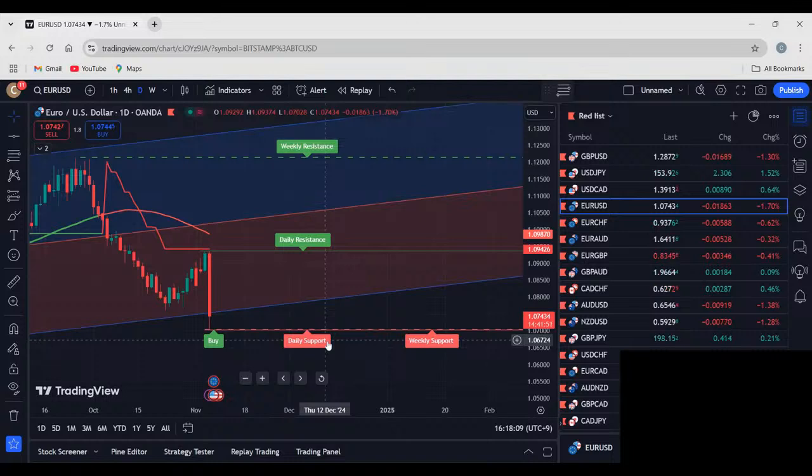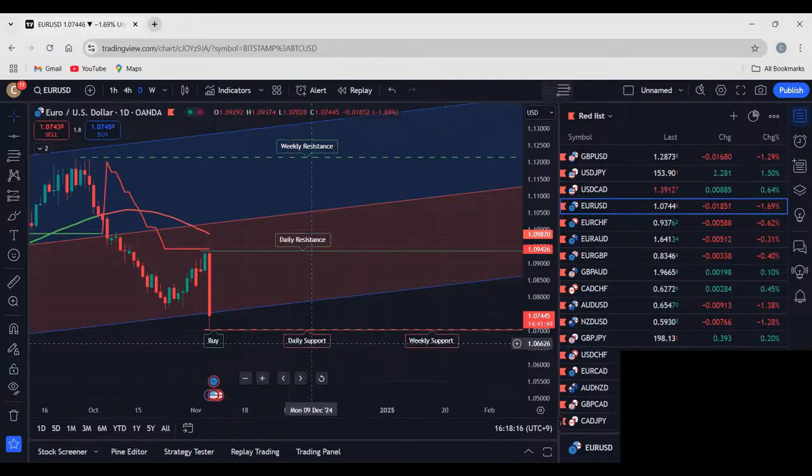Now, there's an alert on this indicator. There's an alert there that when price reaches both the support and the resistance level at the same time, it triggers an alert for those of you who can look at the chart 24/7.